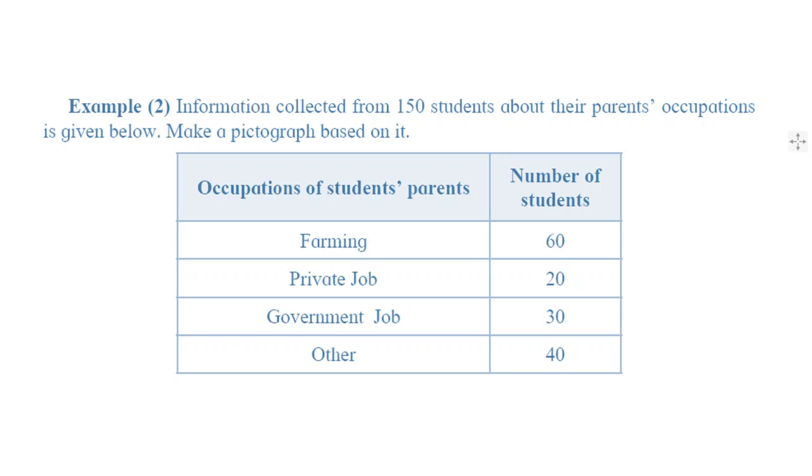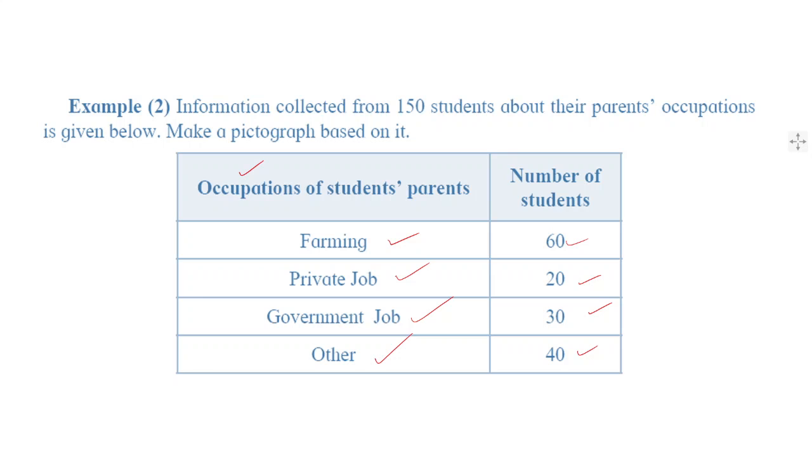The total is 150 students. You see 60 plus 20, 80 plus 30, 110 plus 40, 150 students, and their parents are doing different occupations, different work. Farming, maybe the information is from a village, so farming is more. Private job, 20 students' parents are doing, government job, 30 students' parents are doing, other job, 40 students' parents are doing. You are asked to make a pictograph of this.